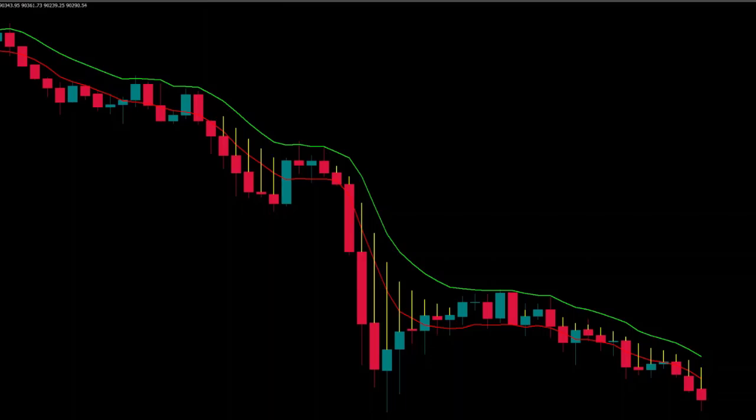But we didn't just stop at entry levels. RABBY plots dynamic volatility bands. The lime and red lines you can see here. Now these adjust instantly to market volatility, giving you visual reference points for stop losses or trend validation.